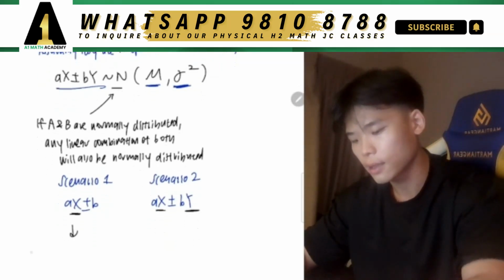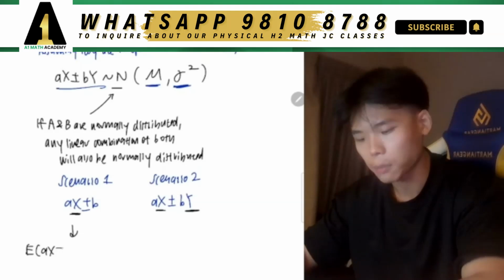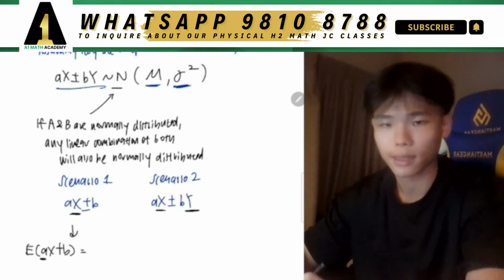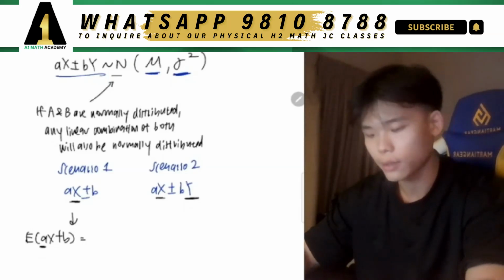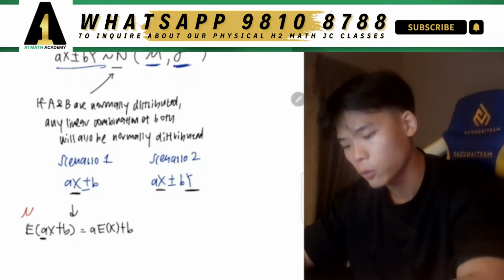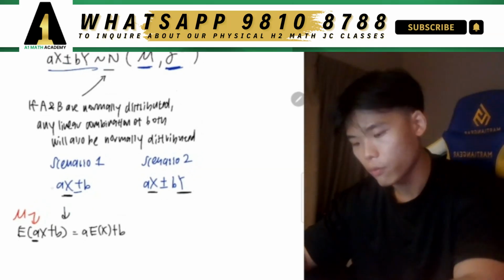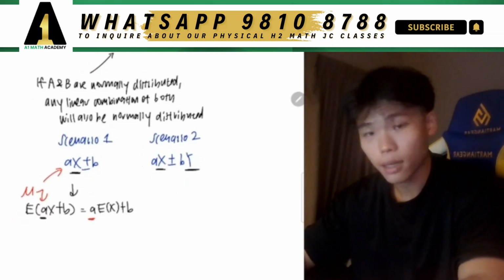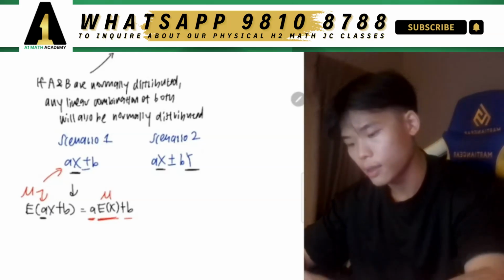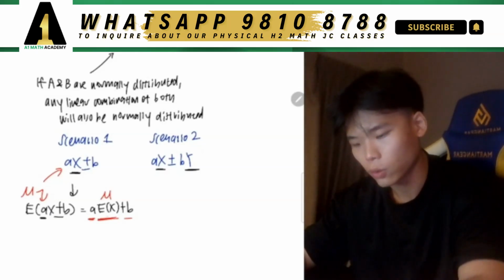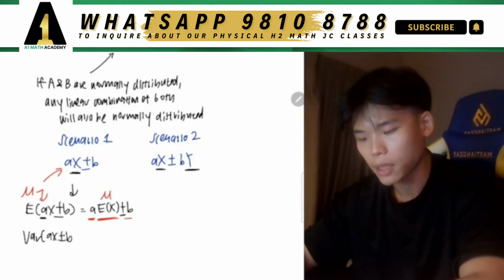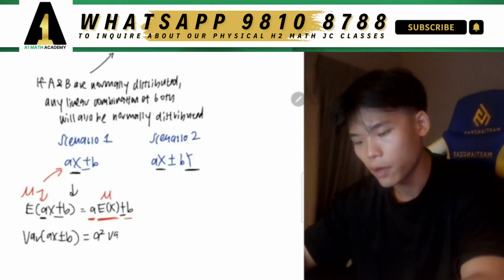For this case, the expectation of aX plus b, remember that the scalar multiple will not be affected, it will just be a scalar multiple. So in the end, you will just get aE(X) plus b. In other words, the mean value of this random variable will be a multiplied by the original mean value E(X), plus the b. Now for the variance of aX plus minus b, it will be a squared Var(X).